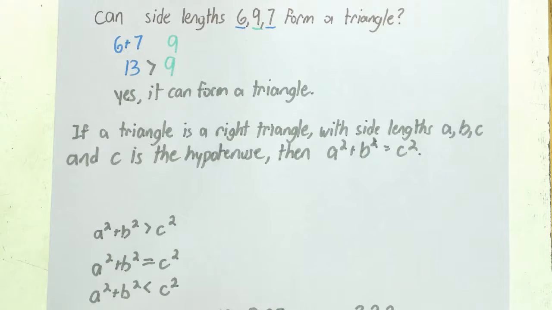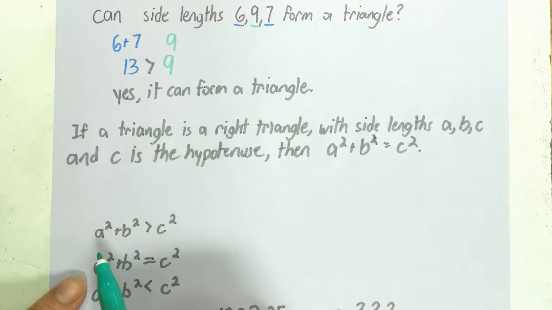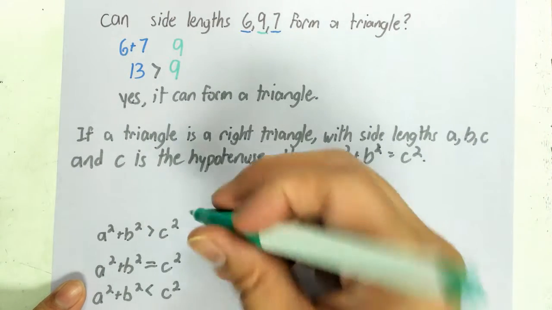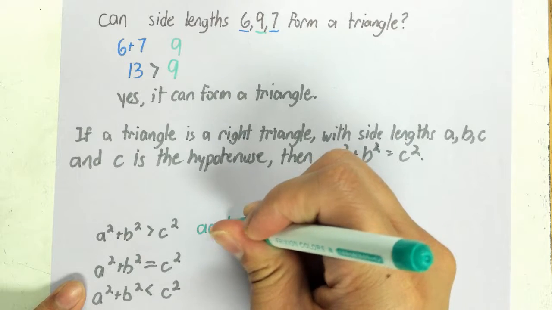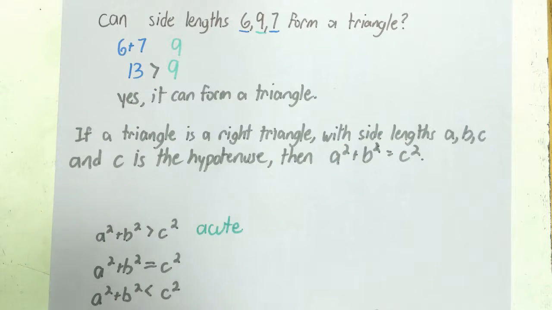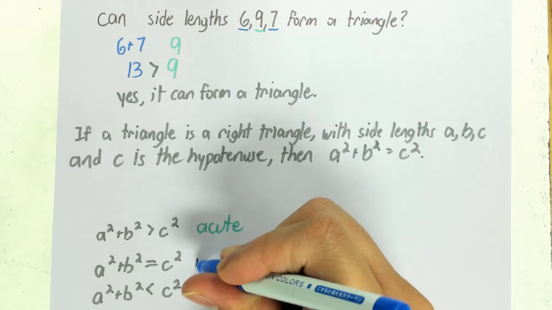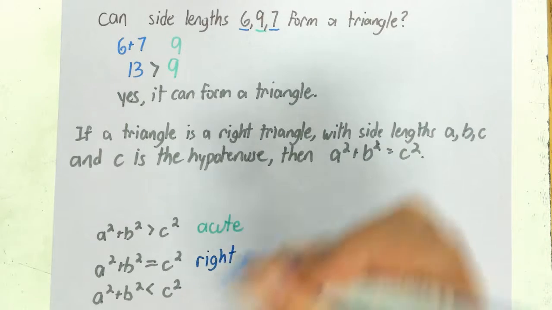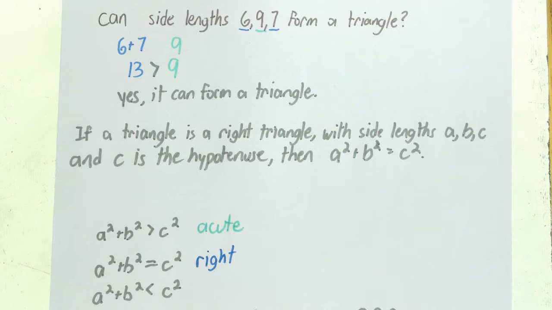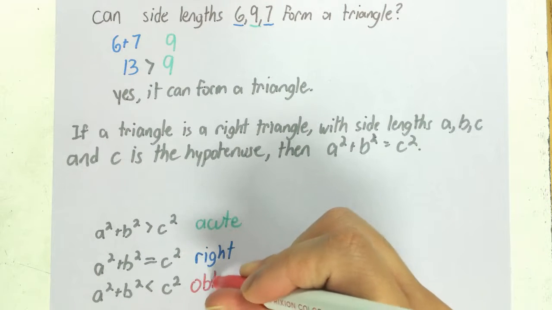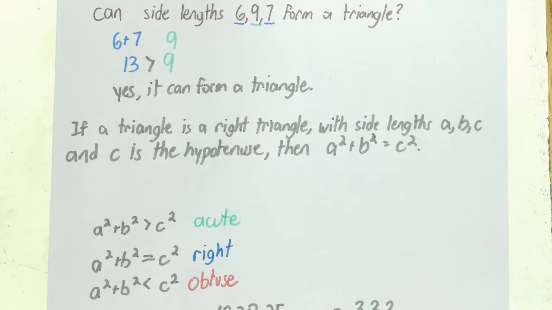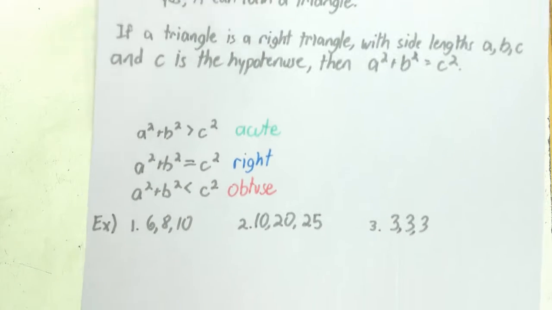Alright. So if a squared plus b squared is greater than c squared, then we have an acute triangle. If a squared plus b squared equals c squared, that's the Pythagorean theorem, then we have a right triangle. And last, if a squared plus b squared is less than c squared, then we have an obtuse triangle. So let's practice that with some of these numbers over here.